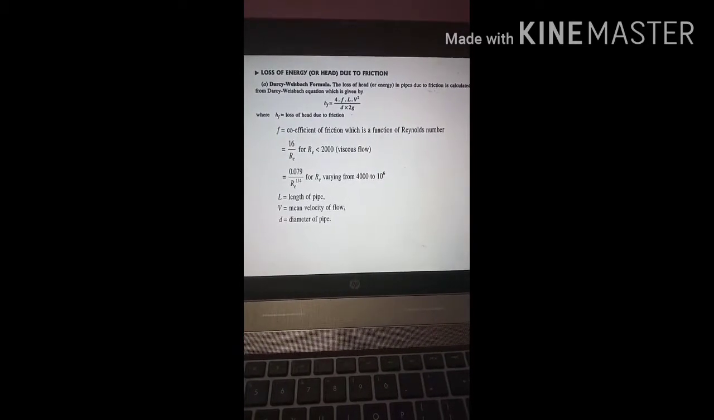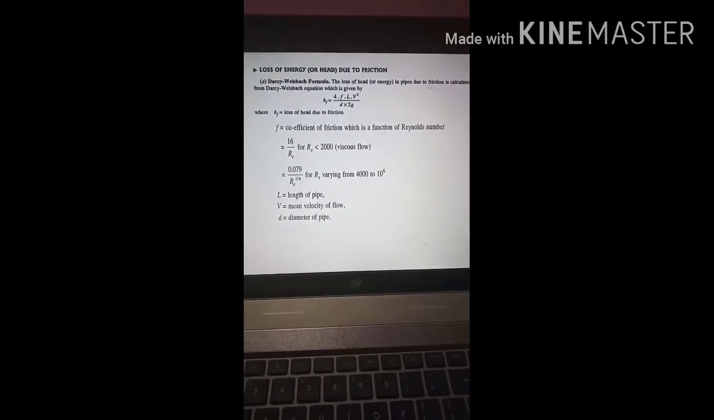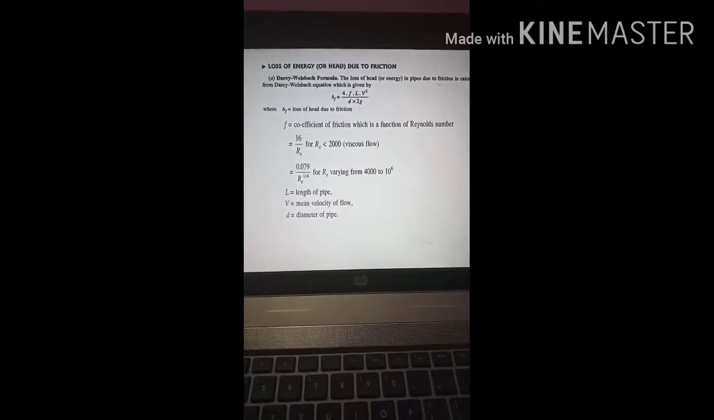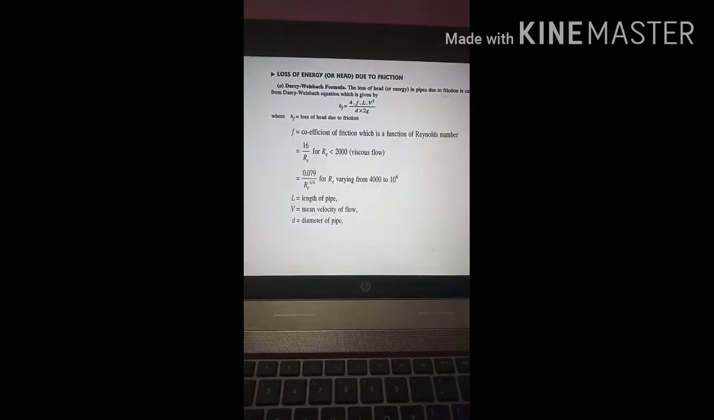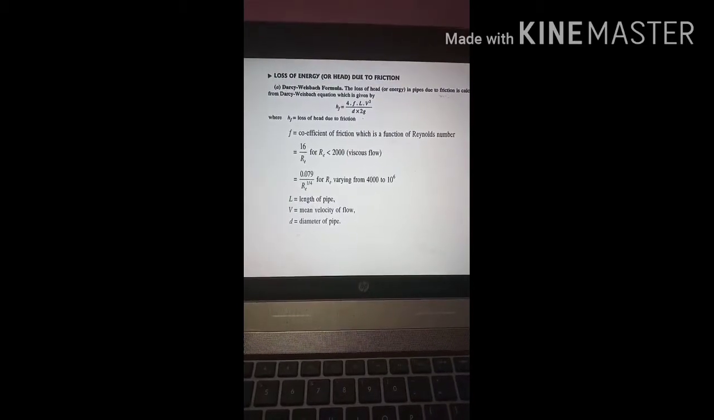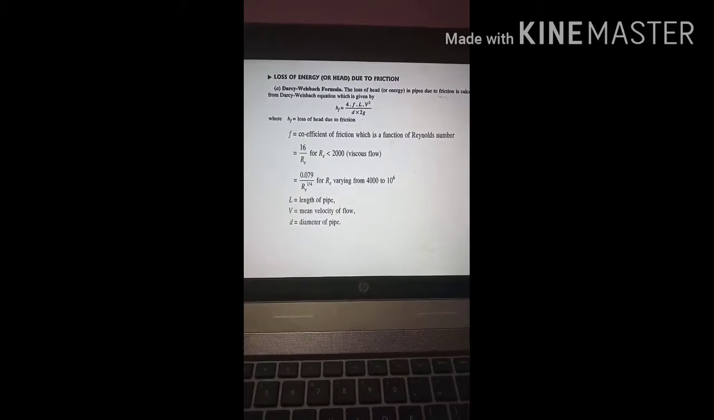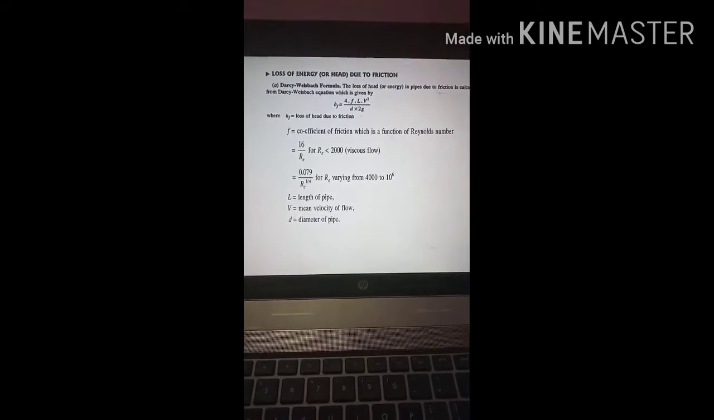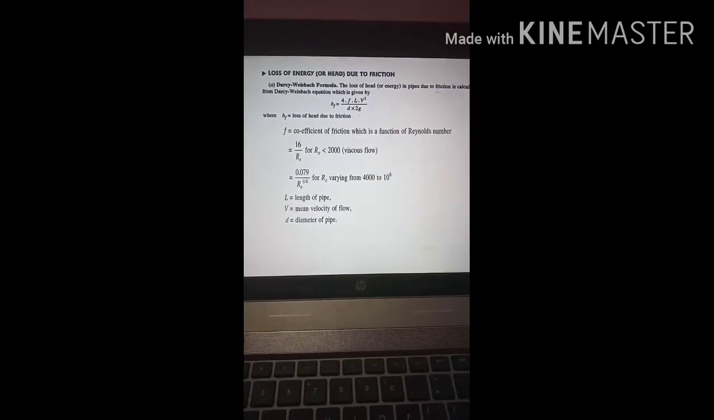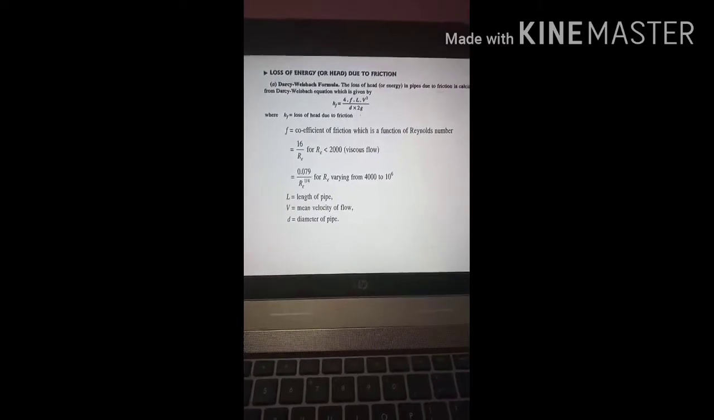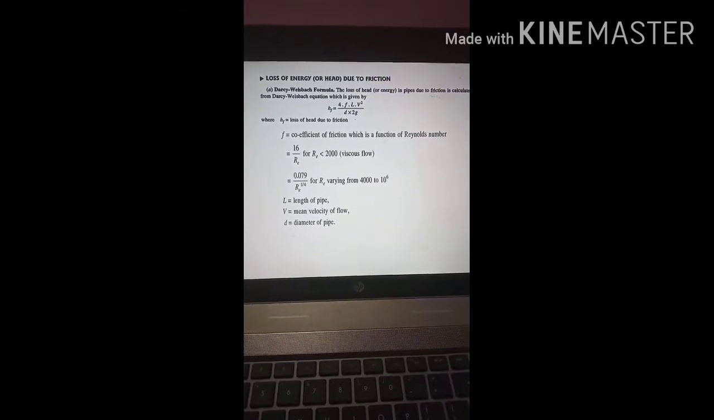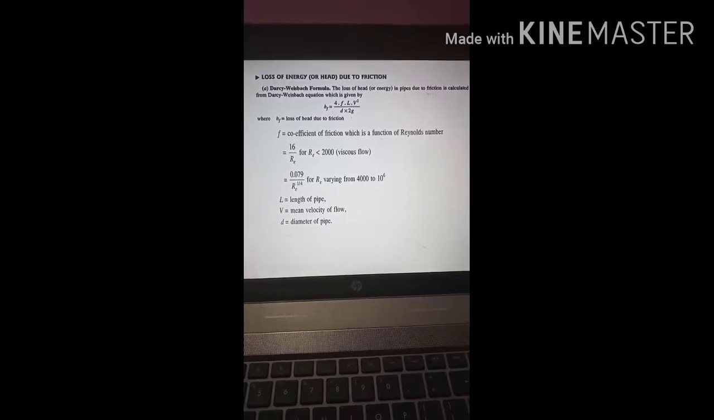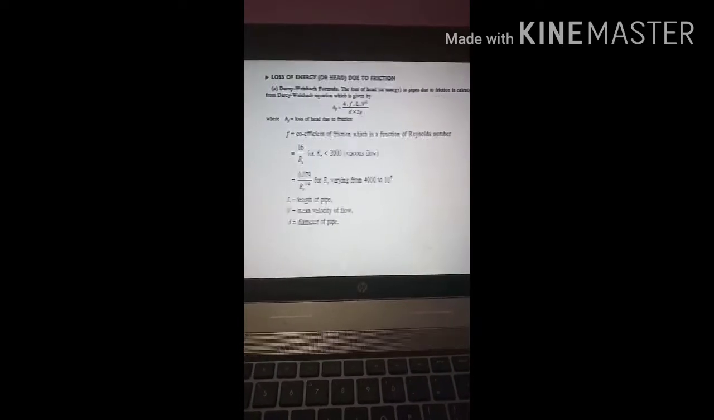Now, one more thing I want to tell you here: the term small f is called the coefficient of friction, while in some books you will find a combined term replacing 4 into f, that is 4f. It is generally given as f dash, and that f dash is nothing but the replacement for 4f. So in many books you will find the formula hf = f'LV² upon 2gd, where f' is nothing but 4f, and that is called the friction factor.